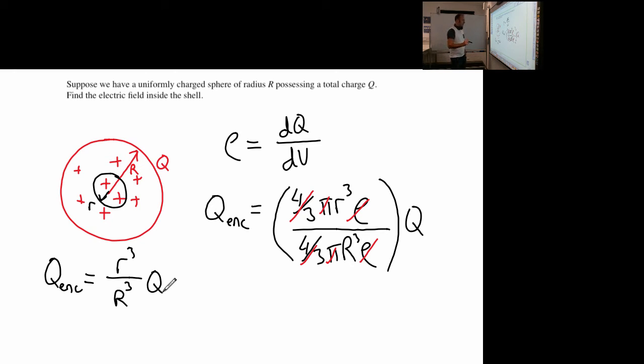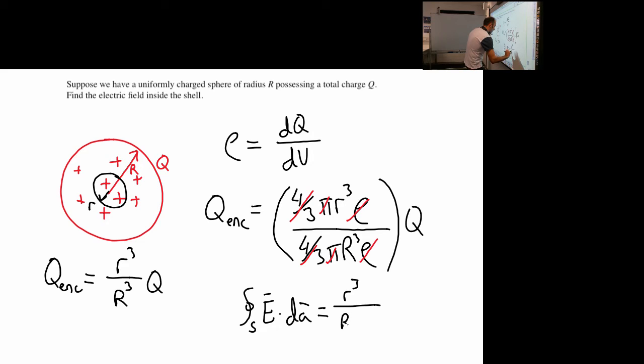So now that we know this, we can write down Gauss's law. For Gauss's law, we're going to have our surface integral of E dot dA equal to little r cubed over big R cubed epsilon naught times Q.